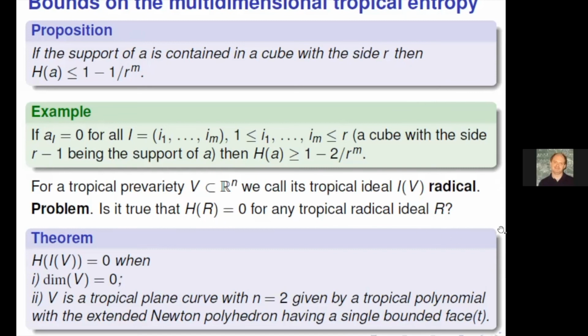Okay, fair enough. There is a question in the chat asking about a connection between this entropy and entropy in information theory or thermodynamics. Well, the word entropy is used in many senses. This is closer to the entropy from ergodic theory.